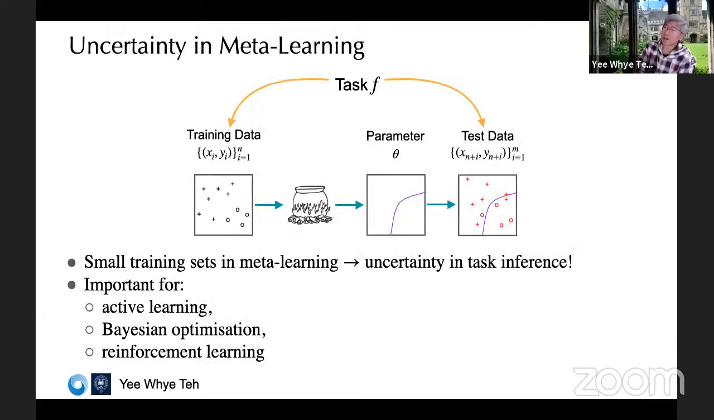Right. So as I was saying, in the case of meta learning, oftentimes the training set is small. So there should be uncertainty in actually what we know about the task. And that's important in different scenarios.